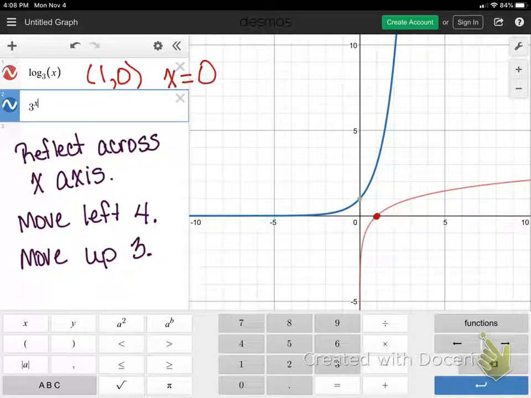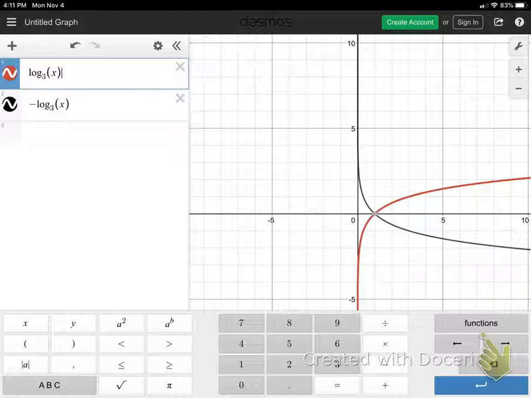Okay. Any ideas? Where do I put the negative if I want it to reflect across the x-axis? On the outside. Let's see if we're right. Now, when we reflect across the x-axis, the point to watch stays the same. You see that? The point that I'm watching is 1, 0. So when I reflect across the x-axis, I put the negative on the outside of everything, and my point to watch stays the same.